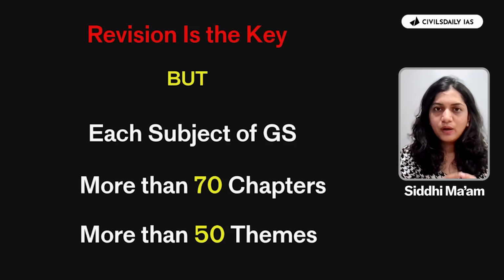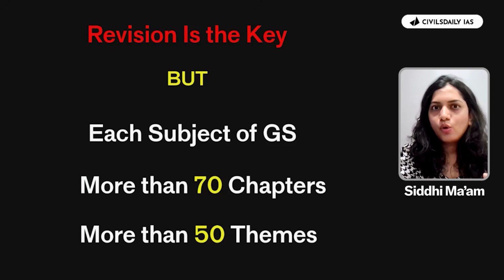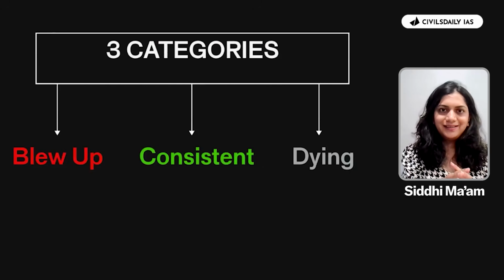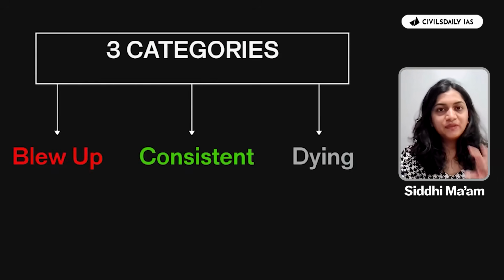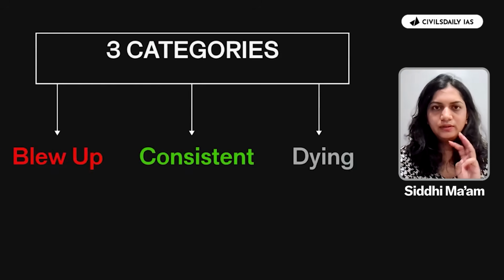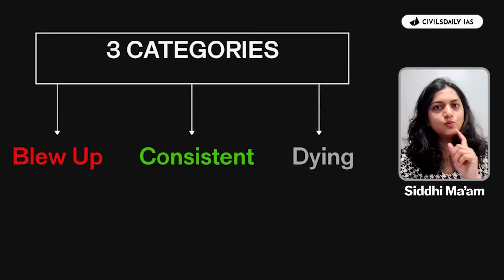Right? So we have to understand how UPSC has a pattern of themes, which themes it is focusing on. So what we have done is we have segregated all the themes into three categories. Now understand this, it's very simple. So there are three categories, which are blow up, one is consistent, and one is dead. So what is blow up?